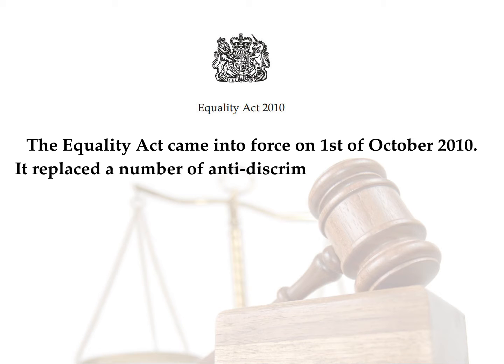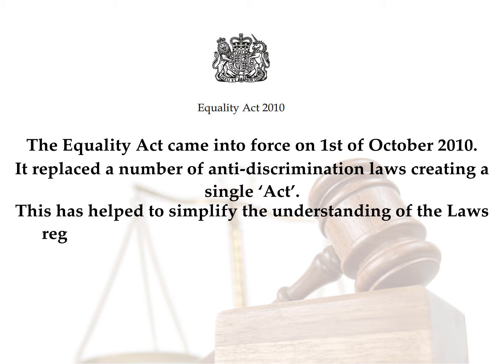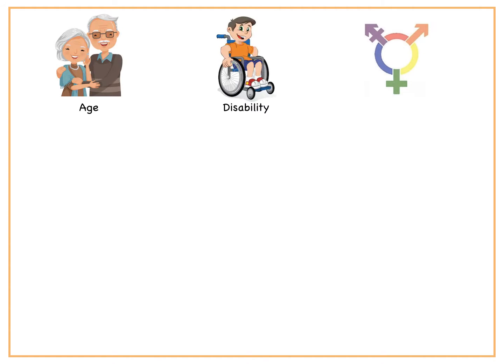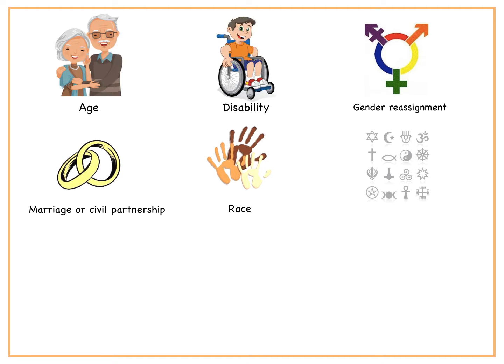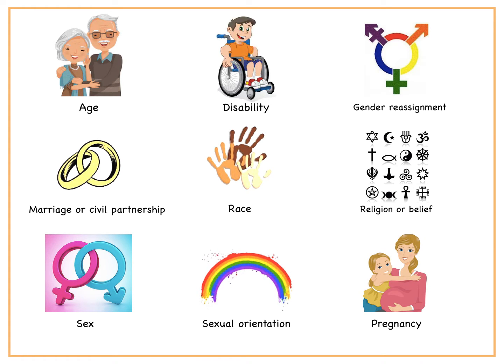The Equality Act came into force on the 1st of October 2010. It replaced a number of anti-discrimination laws, creating a single act. This has helped to simplify the understanding of the laws regarding the protection of certain sectors of society. The Act forms protection for age, disability, gender reassignment, marriage or civil partnership, race, religion or belief, sex, sexual orientation, and pregnancy.